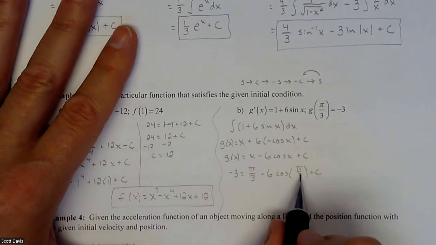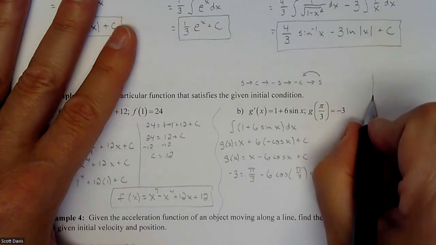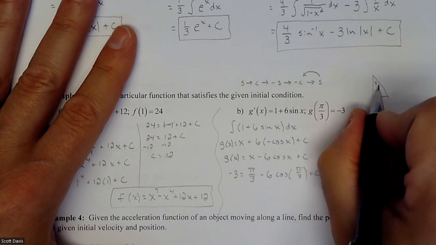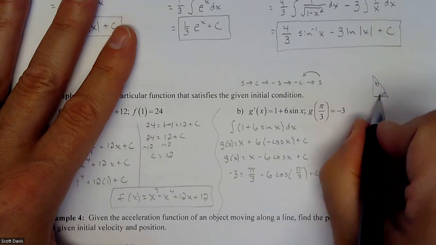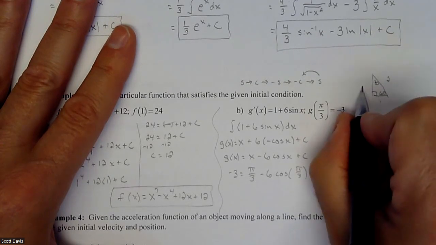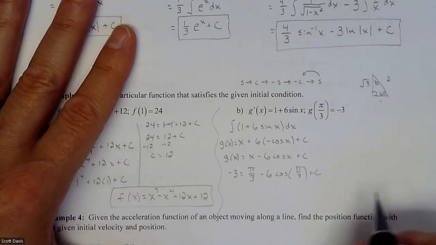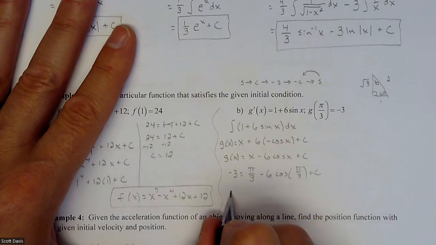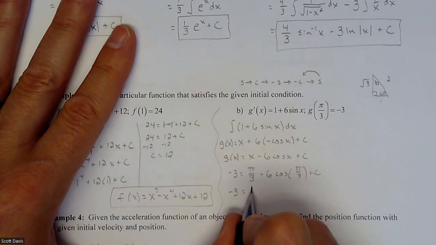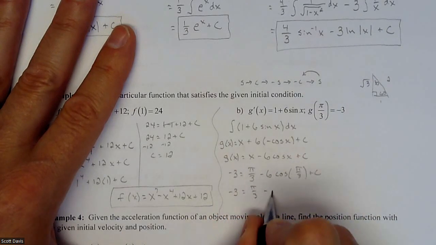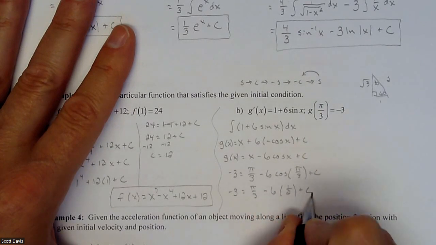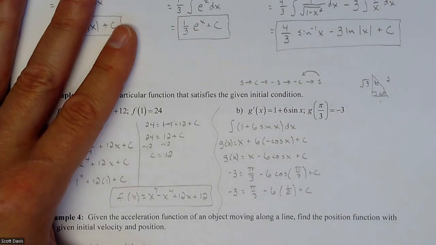So cosine of pi over 3 is cosine of 60. Well, I have that memorized. But I can draw my 30, 60, 90 triangle, which is a 1 to root 3 ratio. And so cosine of 60 is 1 over 2. So negative 3 equals pi over 3 minus 6 times 1/2 plus c, right? Because it's adjacent over hypotenuse.